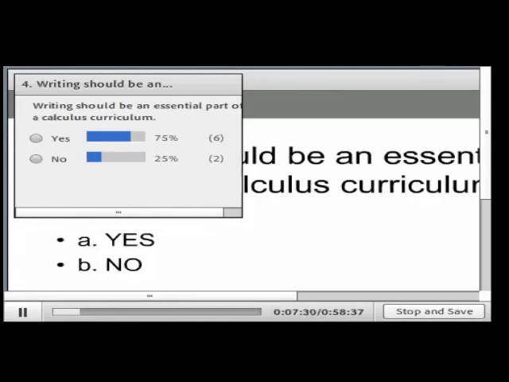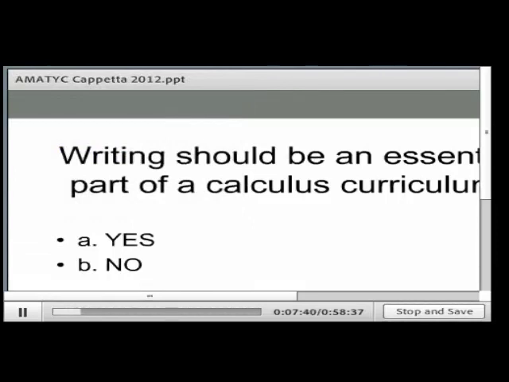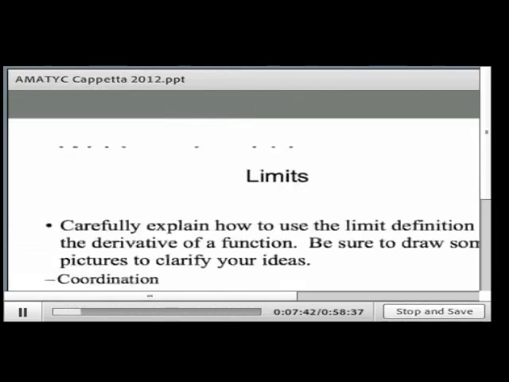And 3 out of 4 folks said yes, but I think most of us agree that textbooks don't usually go in that direction. So if we think that writing needs to be a part of a calculus curriculum, it's going to be up to us to design those activities to help students do that.